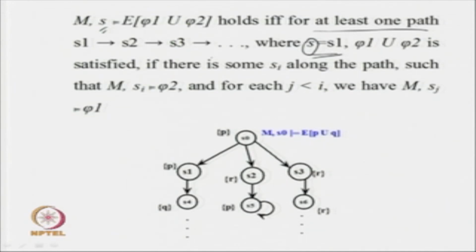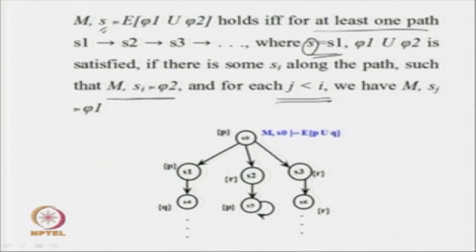What does it mean? That means we are going to get a state S i where phi 2 is true, and all the preceding states in the path before this S i, phi 1 must be true. That means, for each j less than i, M, s j models phi 1. So, this is similar to your A phi 1 until phi 2, but here we are concerned about one particular path, any particular path, that is why I said that there exists a path.